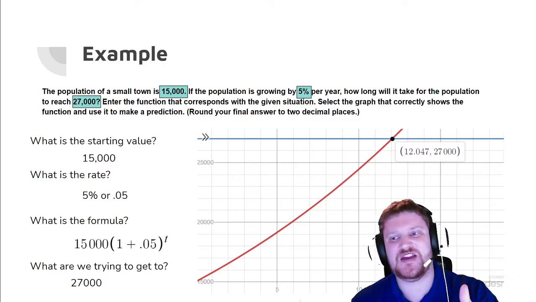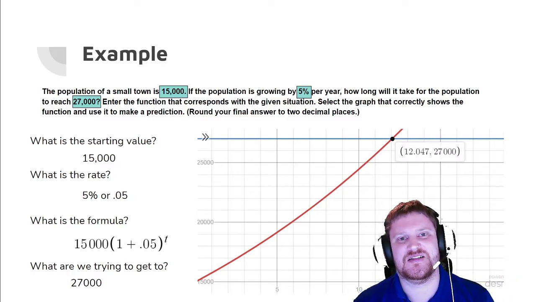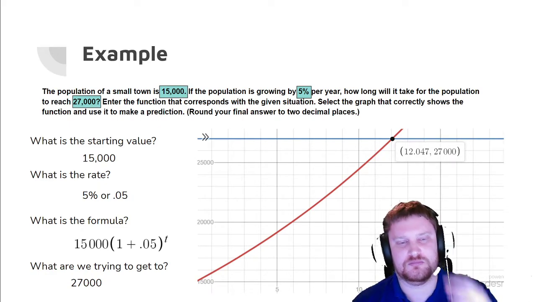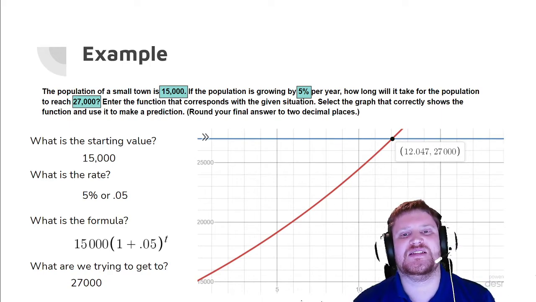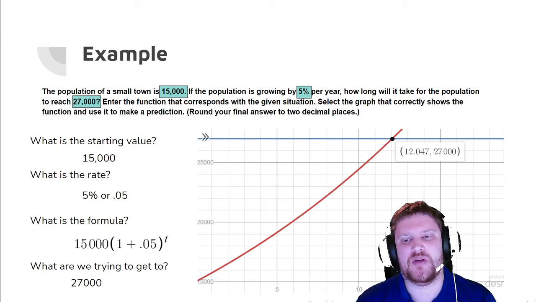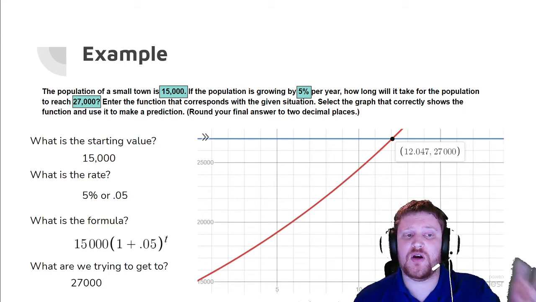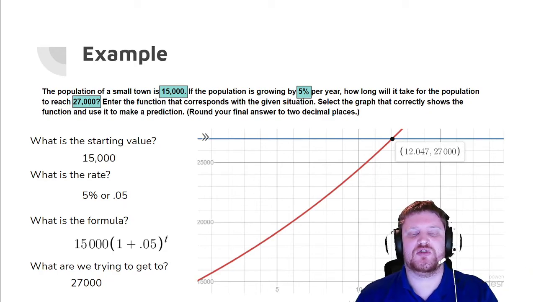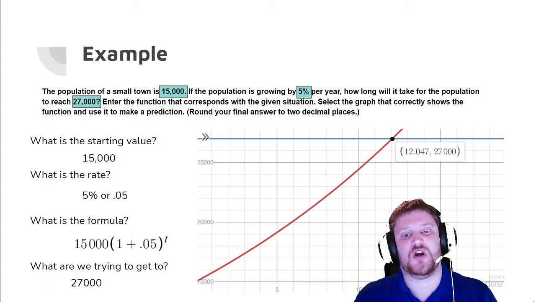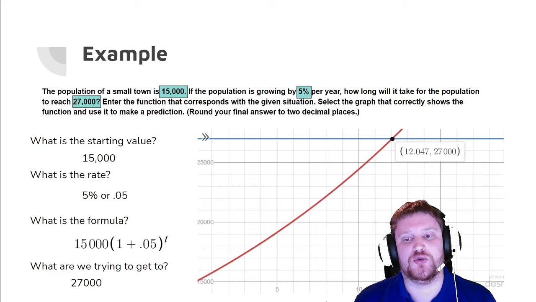I can plug that into HRW and be done, right? Round to 2 decimal places. 12.05. So it's going to take 12.05 years, basically a year and about half a month, in order for us to go from our current population of 15,000 to the maximum town population of 27,000. So we've got just over a decade to make sure that we expand our infrastructure so that we can continue growing properly.